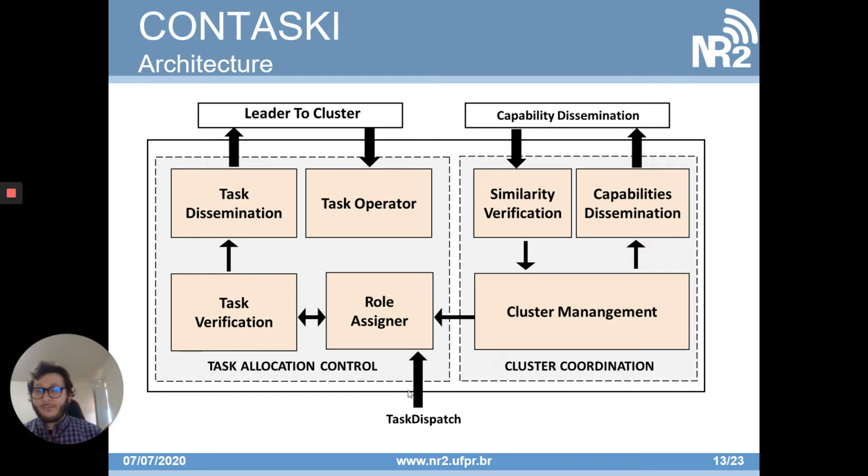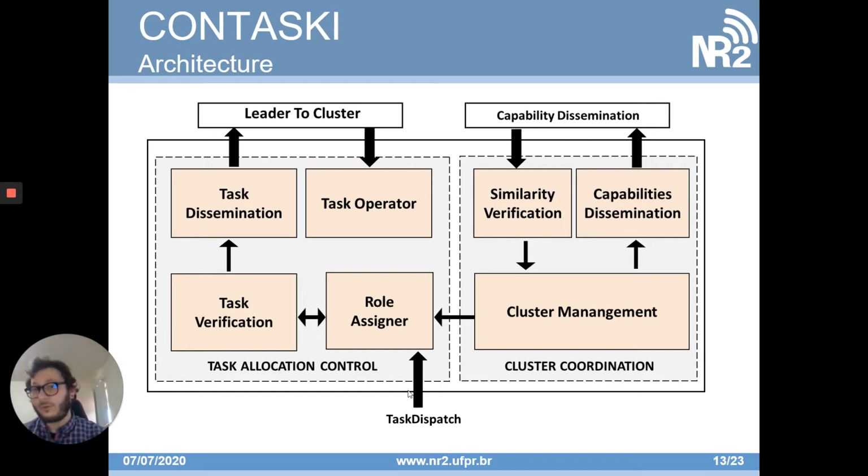It works to maintain the infrastructure of the network. For that, we verify similarity between the capacities of the objects in the network. We compare this capability to form a cluster in the network. The second model is the task allocation control.